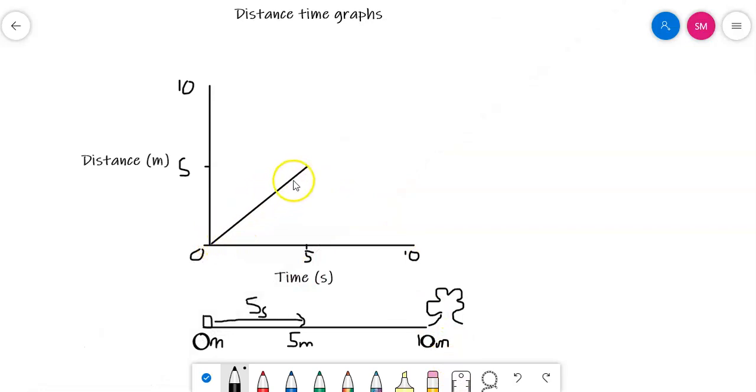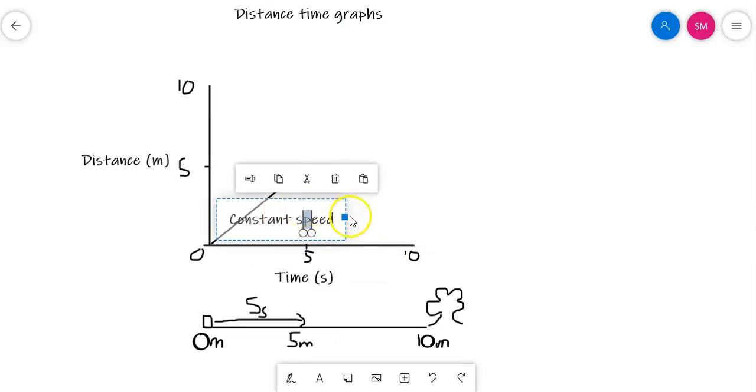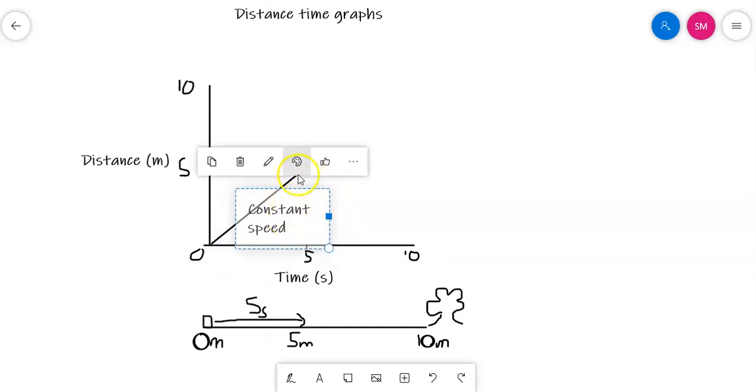So this line tells us that the object that we're talking about has moved 5 meters in 5 seconds. So the vocabulary that we would use if we saw a distance time graph like that and we had to describe the motion of the object that this graph is showing, we would say that it's traveling at a constant speed. So for this section of the graph, the object is going at a constant speed. So it's not speeding up, it's not slowing down, but it is moving. It's not stationary. Yeah? So this is the object traveling at a constant speed.